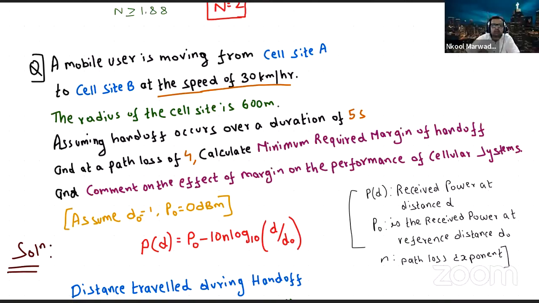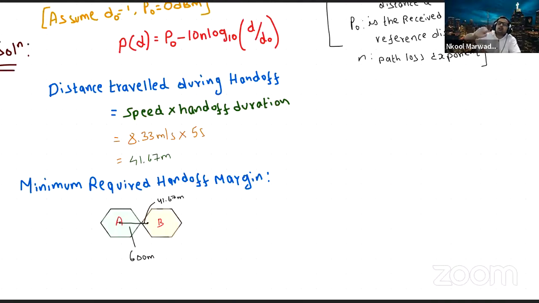Can you see this? So now this is very clear to us that for handoff, from the edge, once the mobile station starts entering B, once it travels 41.67 meter inside B, then handoff will be initiated. So these two scenarios are clear. Now, according to these scenarios, we will make some observations.